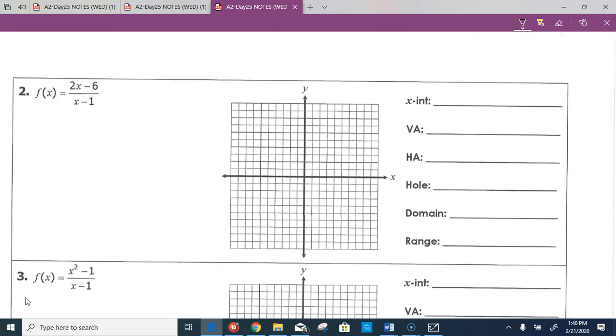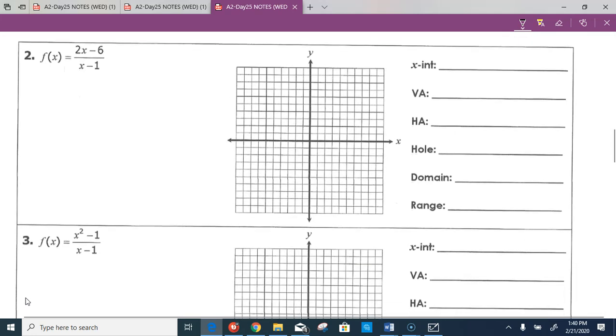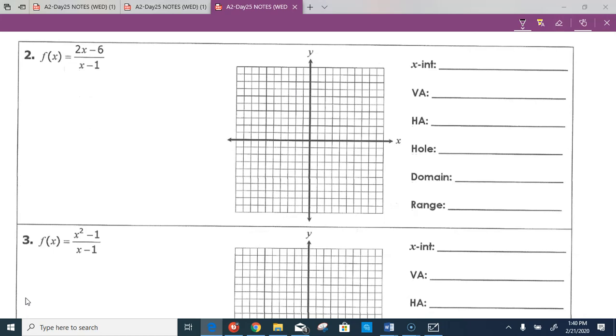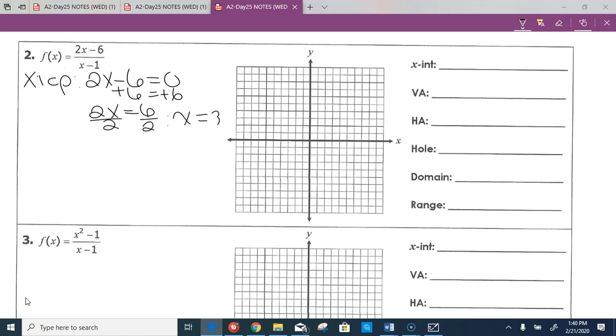So number 2, we'll begin all over again from the very beginning. First we're asked to simplify whenever possible. There's nothing to simplify here, so let's move on to the next piece, which is to find the x-intercept. To get my x-intercept, I have to set the numerator equal to 0. If I solve that, I get 2x equals 6, divided by 2, and I'll get x equals 3.